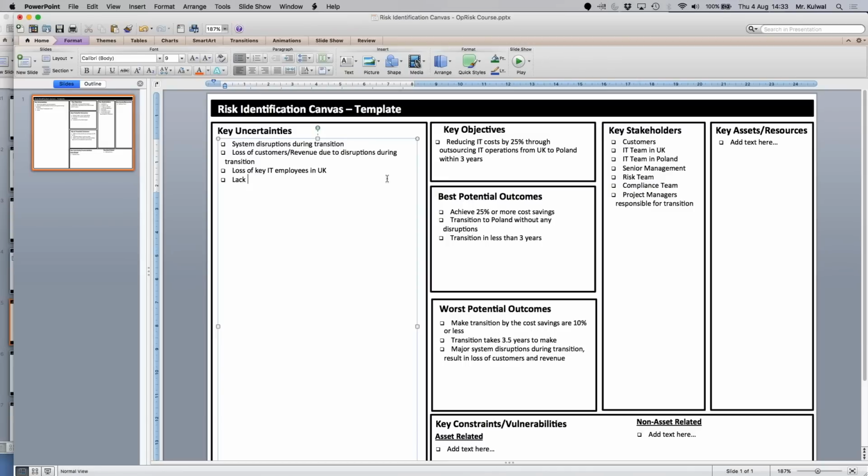Lack of knowledge, yeah. So lack of outsourcing knowledge could be an example. That'll be an uncertainty where if we don't have that knowledge, then we may not be able to make the transition successfully. We talked about the customer, but we talked about loss of customers. So let's introduce here the customer satisfaction due to disruptions during transition.